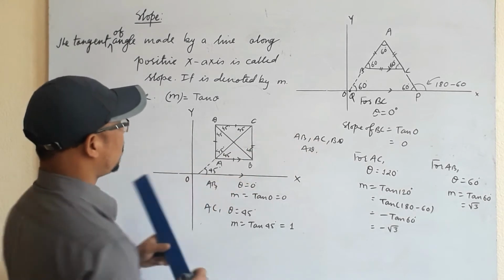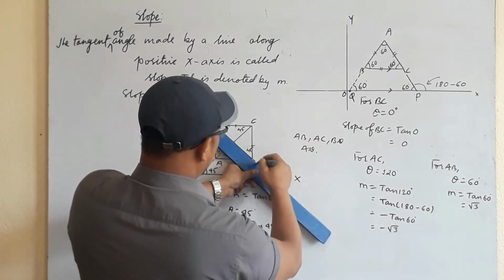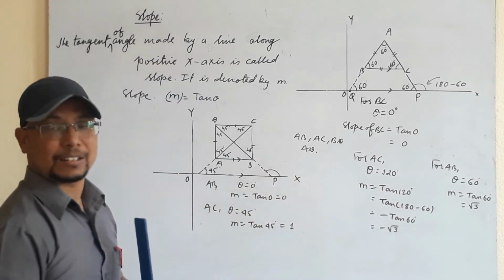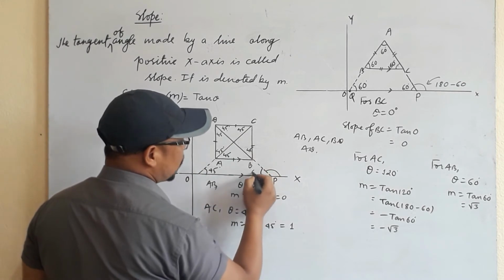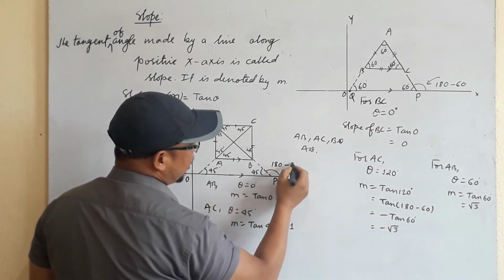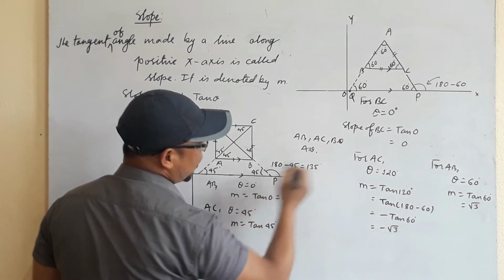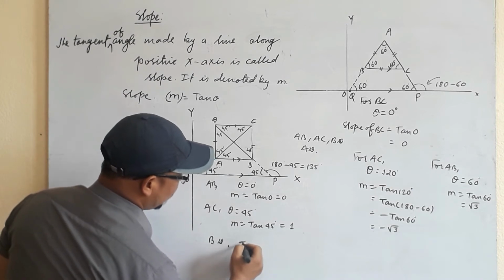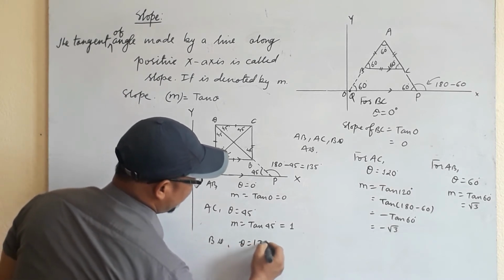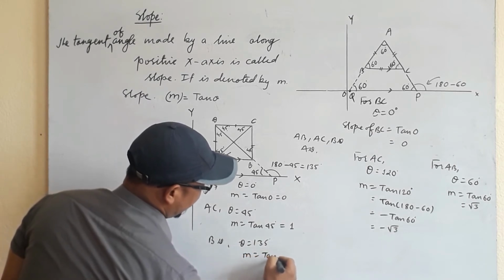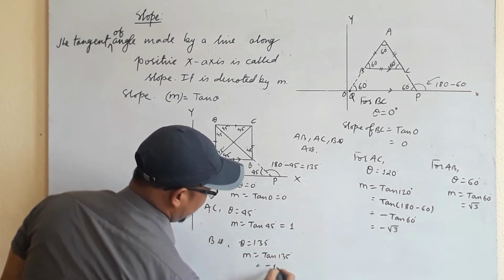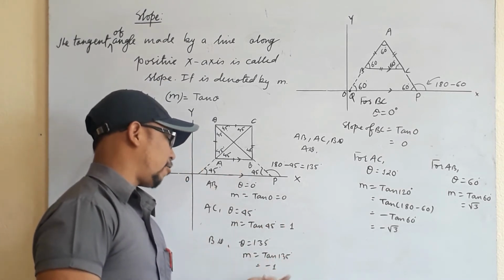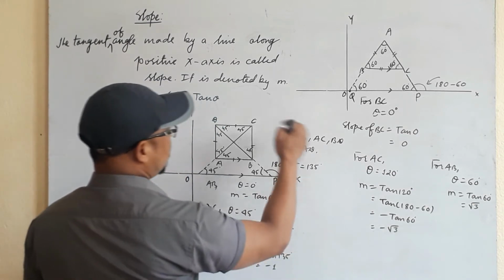Now let's do BD. Now we can find all of these easily. BD means we have to extend the line. Let us suppose it crosses somewhere else, like P. Now you need this angle here. This is 45, so this angle is 45, and of course this angle is 180 minus 45, which gives you 135 degrees. So for BD, theta equals 135 degrees. M equals tan 135. You can directly write here minus 1. No need to find it step by step as I did before. You can use the calculator and directly write it. This is minus 1. And now the last, the fourth, is AD.